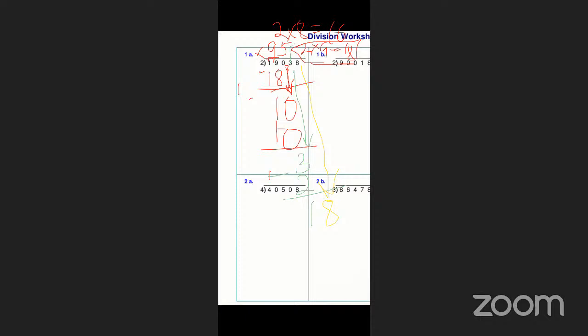Okay, so now 18. So 2 times what number gives you 18, Yusuf? 9, right? Good. So my 9 goes here on the top. I'll write it in another color. 9. And then 18 minus 18 is 0. Good. That means this is my answer. It's 9519.